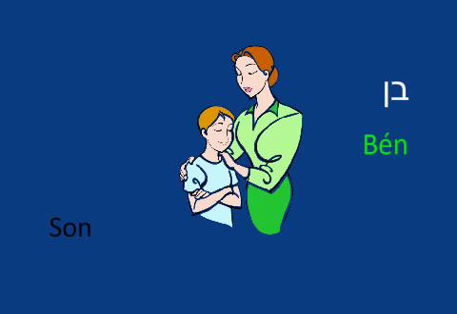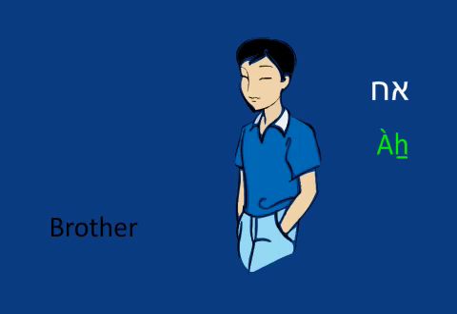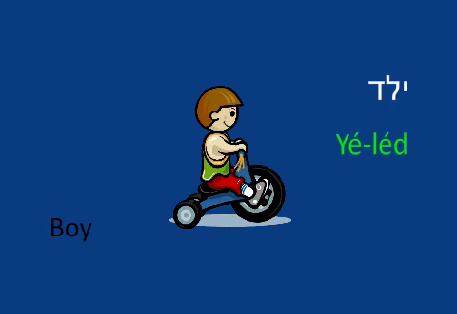Let's start today with some new words and then start making some easy sentences. The first word is one that we saw before. Do you remember how to say a son? That's right, ben. And the word for a daughter? That's right, bat. Now let's learn some new words. Noah, how do you say a brother? Ach. Ach. And how do we say a sister? Achot. Achot. A brother and a sister. That's ach ve'achot.